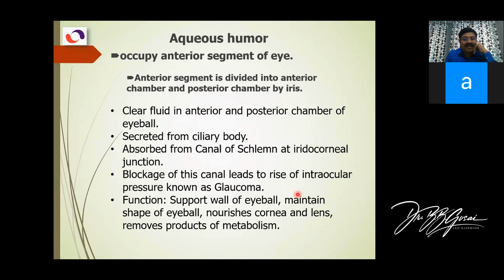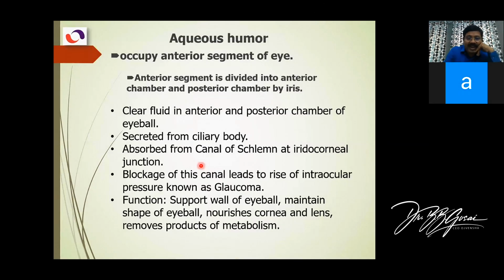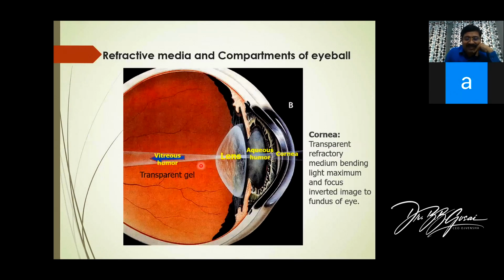This is the clinical part: suppose there is a blockage of the canal of Schlemm. Someone asked about the vitreous chamber. Where is it exactly in the picture? The previous one, the anterior chamber and posterior chambers.